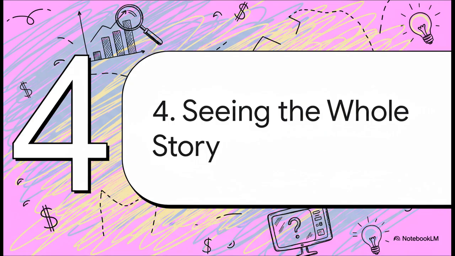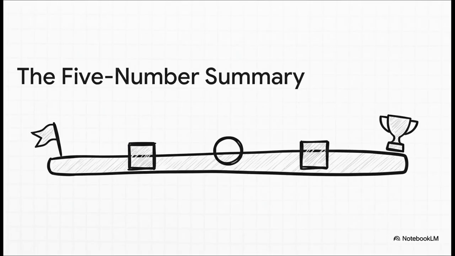So, we've gathered a whole bunch of individual clues: the mean, the median, the standard deviation, and we even know how to spot the weirdos, the outliers. Now, it's time to put all the pieces together and create one single comprehensive summary of everything we found. We do that with something called the 5-number summary. I want you to think of it as the complete rap sheet for our data.